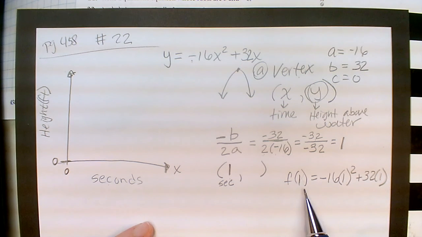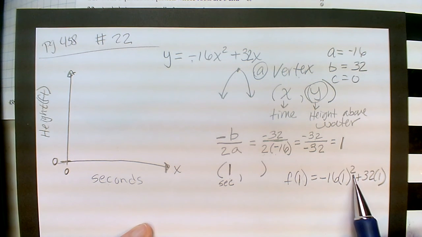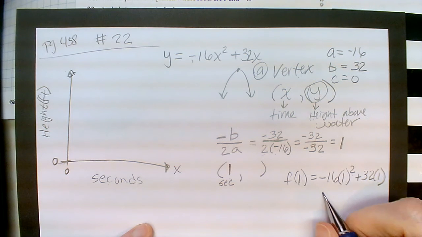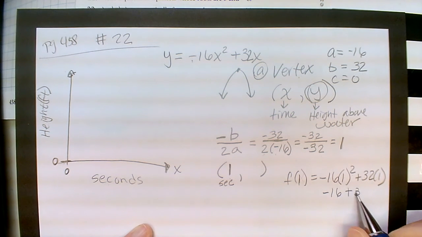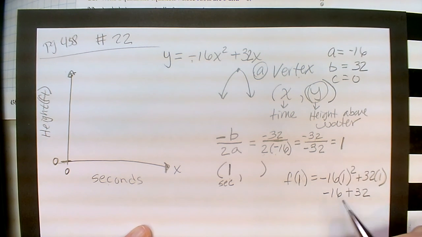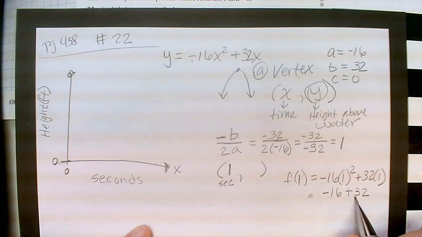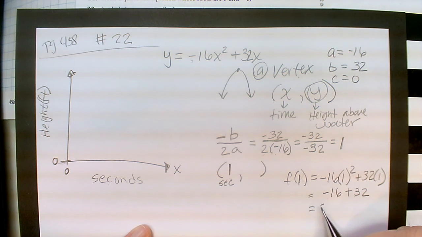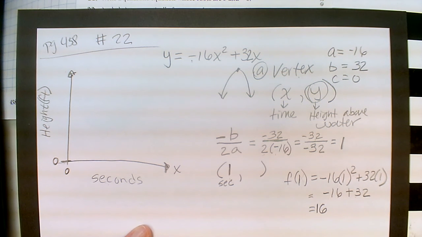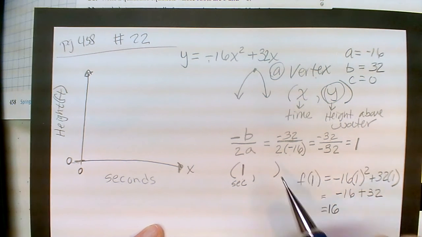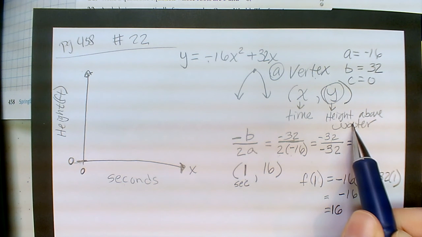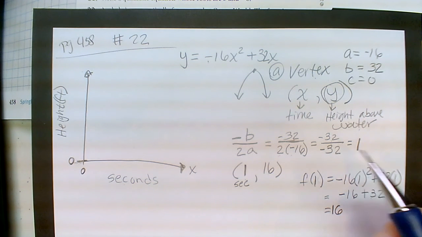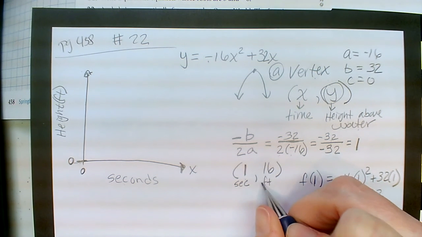Here we go. So f of 1, we got 1 squared is 1. 1 times negative 16 is negative 16. Plus 32 times 1 is 32. Okay? Negative 16 plus 32 gives us, what? 16. And this is our y value of the vertex. And the y's, again, stand for height above the water. So that's 16 feet.